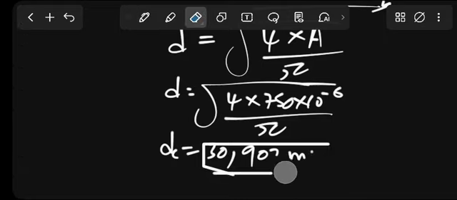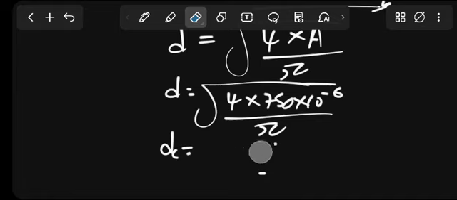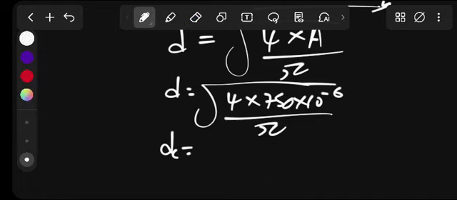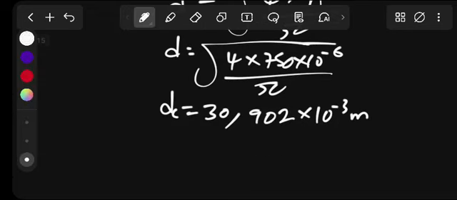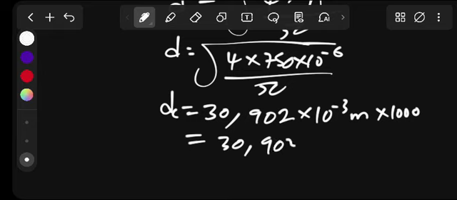Remember, on your calculator you'll have 30.902 times 10 to the power of minus 3 meter. But obviously, to get it in millimeter, multiply by 1000, so that will be 30.902 millimeter.